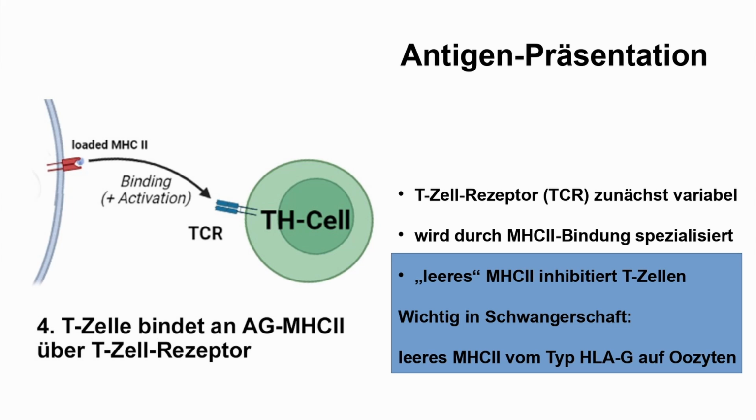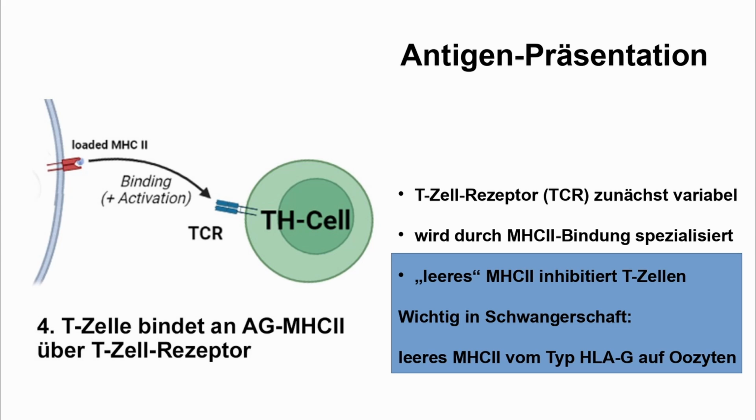This T cell, which has not seen any pathogen antigen before, will from now on be able to react specifically to this pathogen. Their T cell receptor was previously variable and is specially adapted to the pathogen antigen after this first contact. If there is no foreign pathogen antigen on the MHC2 molecule, or if it is an antigen that is part of the normal metabolism of the cell, the T cell is not activated.